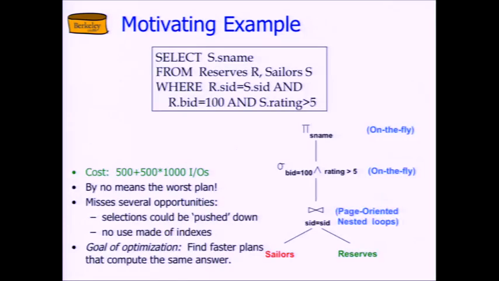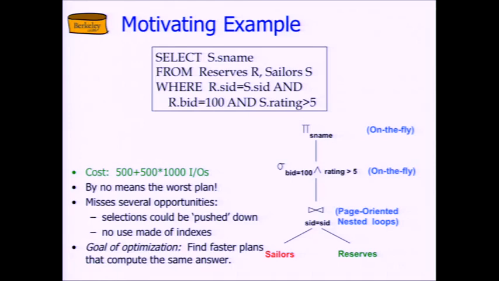So let's look at a motivating example. This is an initial query plan, our first cut. We're going to take sailors join reserves using a page-oriented nested loop join, a chunk nested loop join, but with just one page of the outer, and then you scan the inner.